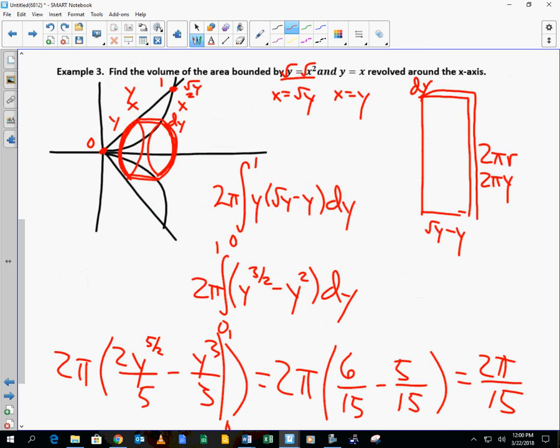Now, again, I want to be clear. Same problem, you could use the washer method. So cylindrical shells are a nice option. They really are.